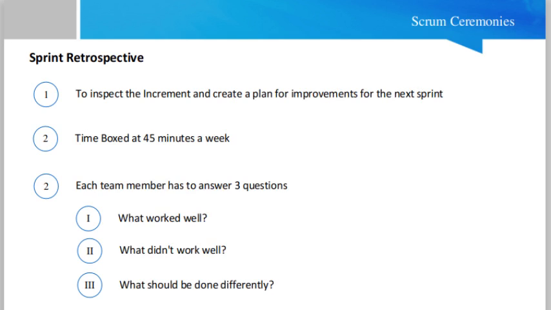Okay, then the next one is the sprint retrospective meeting. Sprint retrospective is a meeting to inspect the increment and create a plan for improvement for the next sprint. Normally once a sprint finishes, before starting the next sprint, we do the sprint retrospective meeting. This meeting is 45 minutes a week.